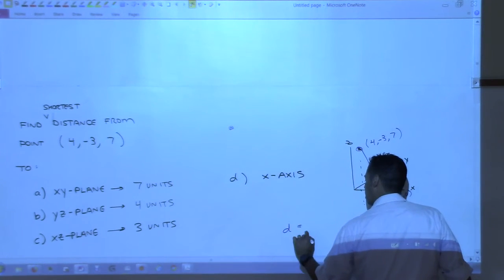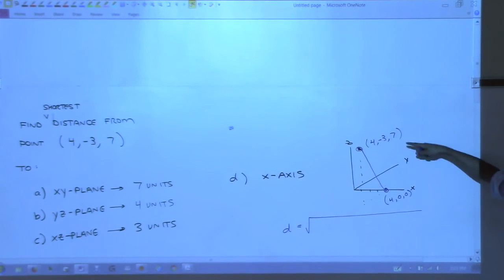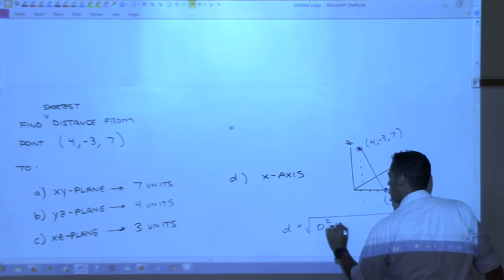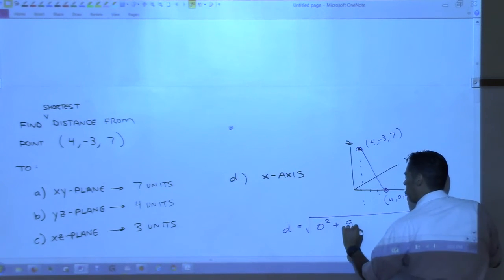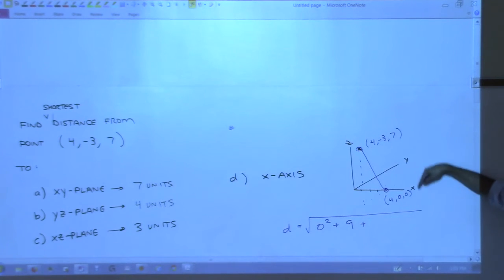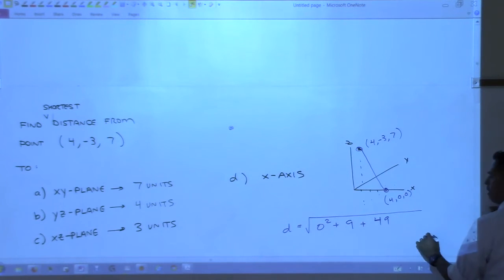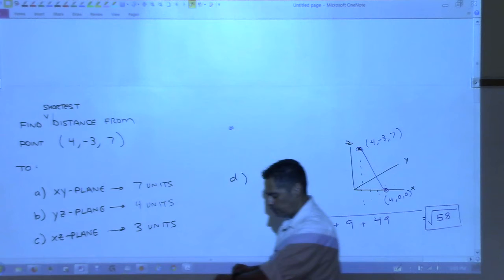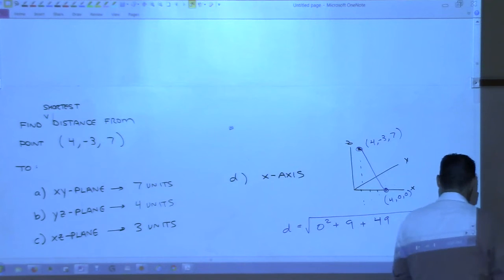This would be d equals square root of difference of the x coordinates, 0, plus difference of the y coordinates, negative 3, or you could say positive 3, depending on how you want to do it, squared, plus difference of the z coordinates, squared, 49. All right, so what do we get here? Root 58. And we'll just leave it like that. Leave it as an exact answer, not an approximation. So the square root of 58 units.